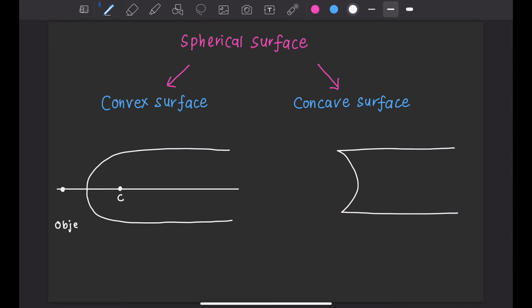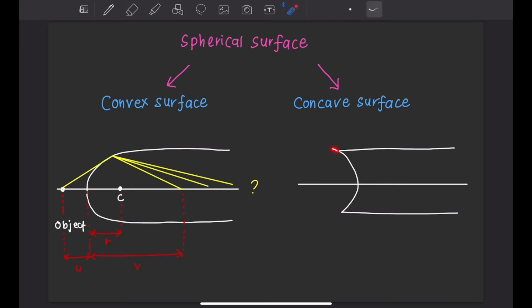Okay, so we have the object here. Let's say this is the object, and the ray will refract from the object, and it will produce an image somewhere behind the surface. We don't know where. So from the vertex to the center, we call it r, the radius of curvature, and from the object to the vertex is u, which is the object distance, and from the image to the vertex is v, the image distance.